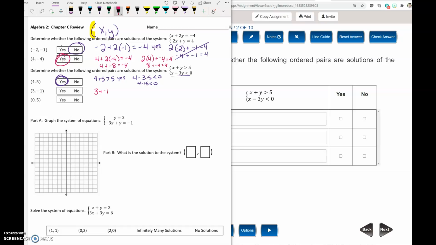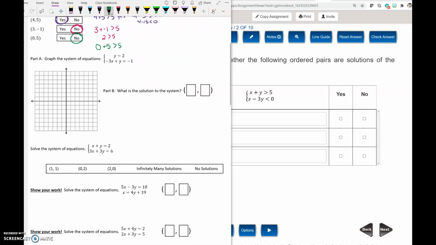3 plus -1, is that greater than 5? Is 2 greater than 5? No, it is not. Don't bother with the second inequality. It didn't work for the first one, so it's not a solution. Let's try the next one. 0 plus 5, is that greater than 5? It's equal to 5, not greater than, so no, it doesn't work in the first one. It's not a solution to the system.